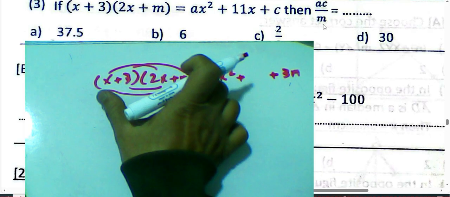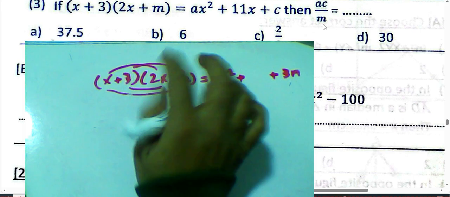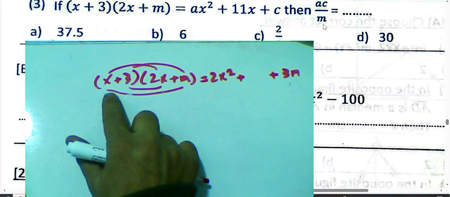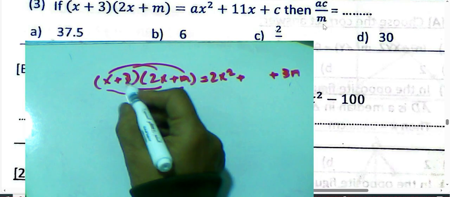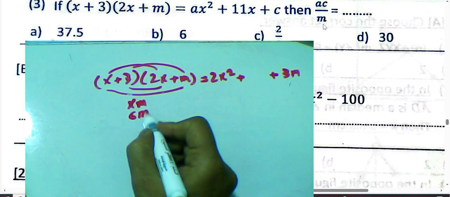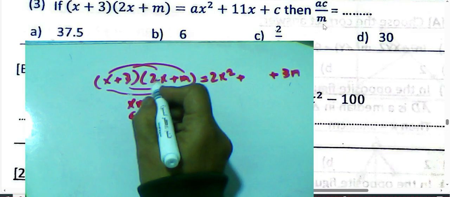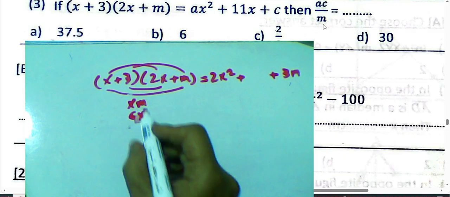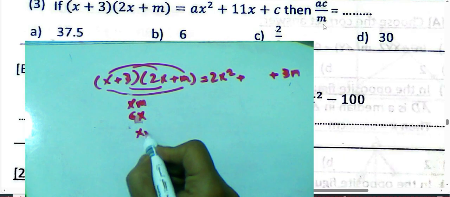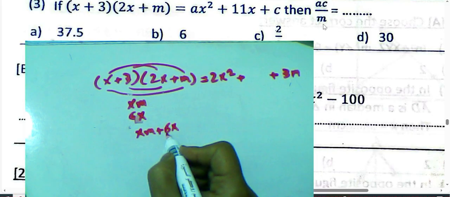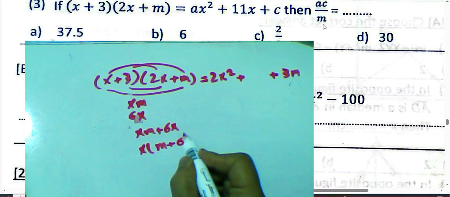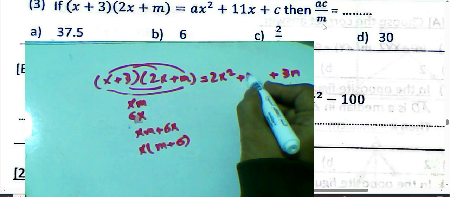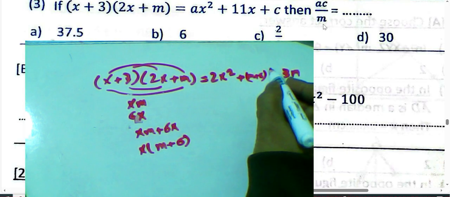And the middle term is the product of extremes plus the product of means, the sum of them. Extremes: x times m equals xm, and the means: 3 times 2x equals 6x. We can collect together, the result will be xm plus 6x in the middle. You can write x as a common factor: it will be m plus 6 times x.